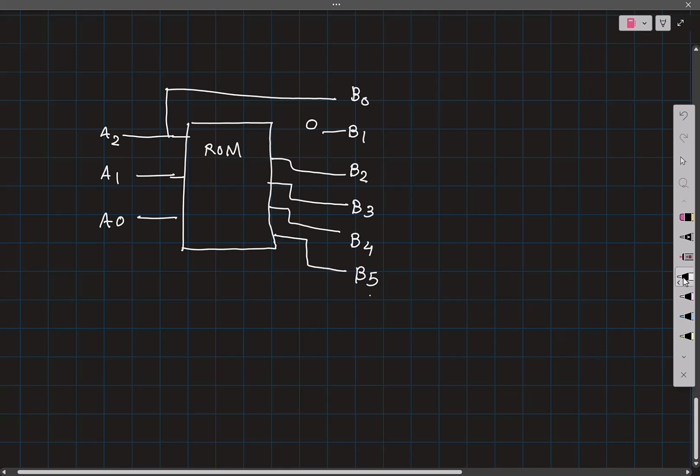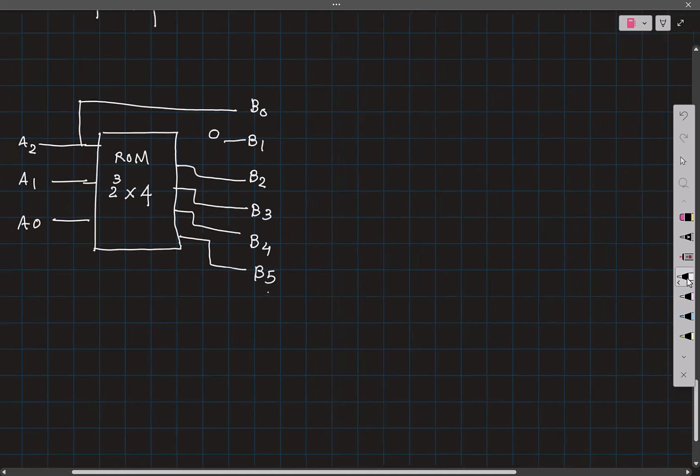What is the size of this read-only memory? How many words can this read-only memory store? 8. Right? So this is 2 power 3 cross. How wide is each word? 4. Right? It's not 6. You are not taking B0 and B1 from this read-only memory. So this is only 4. This is 2 cube into 4.